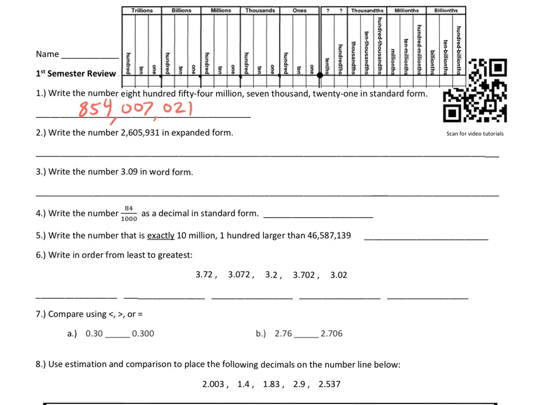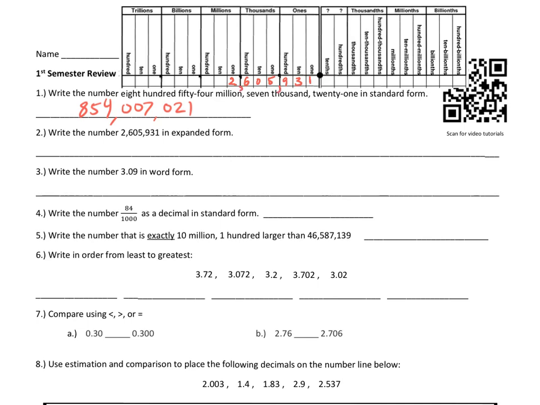Question 2 says write the number 2,605,931 in expanded form. The first thing I'm going to do is I'm going to write that number in the place value chart. So I have 2 in the millions, then 605,931. I can place my commas in the correct places.